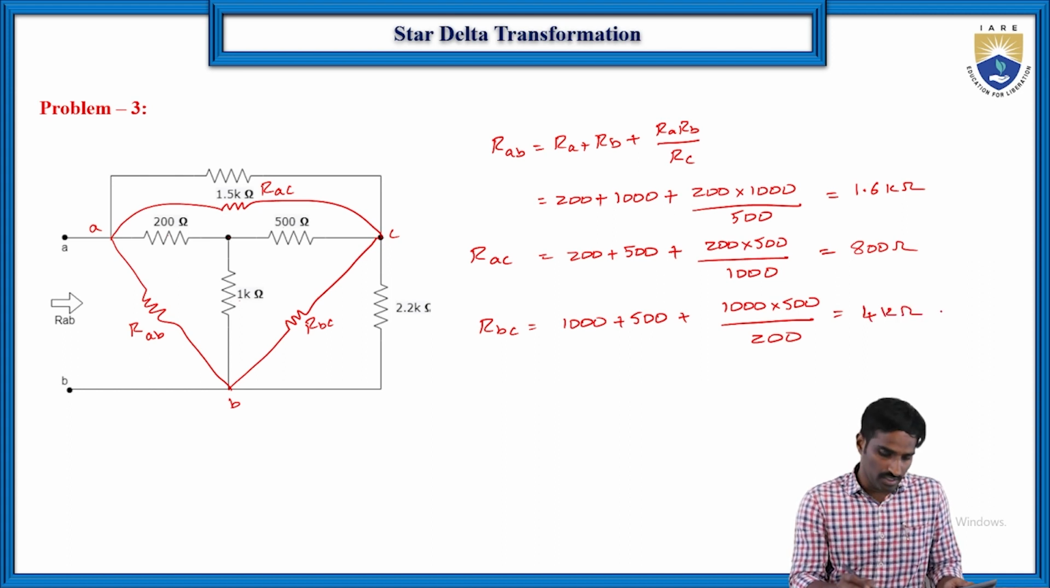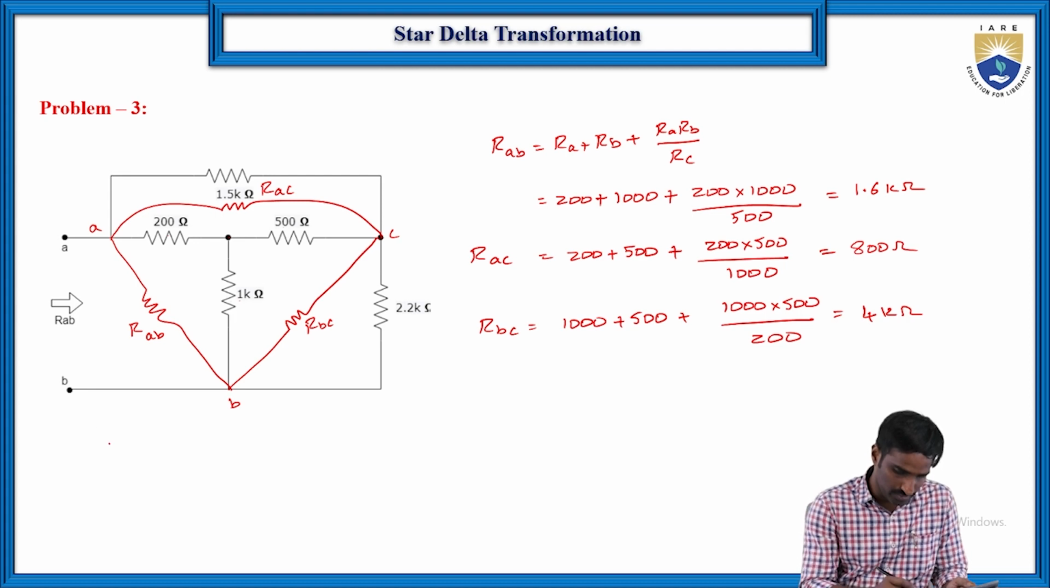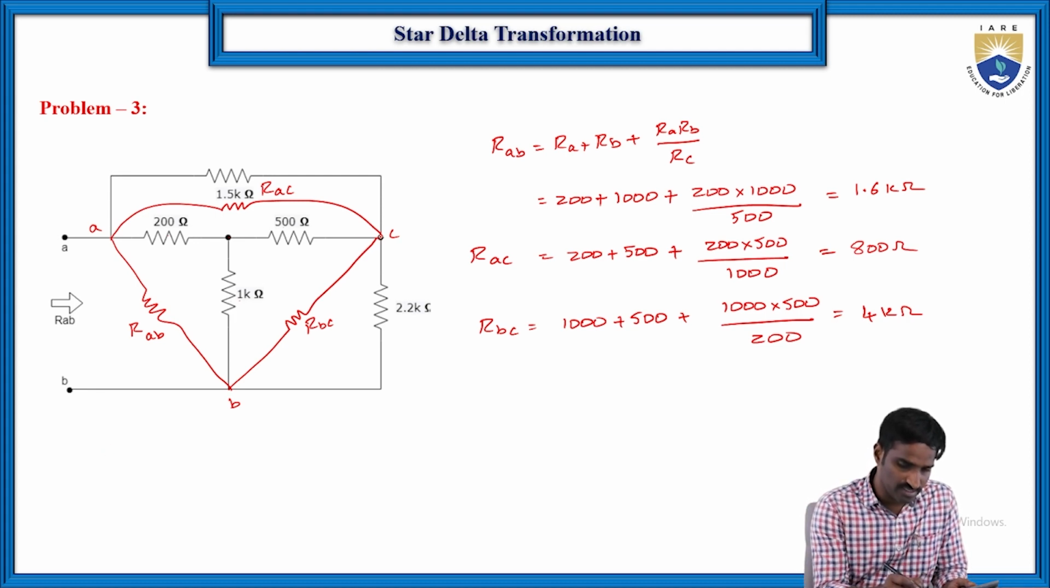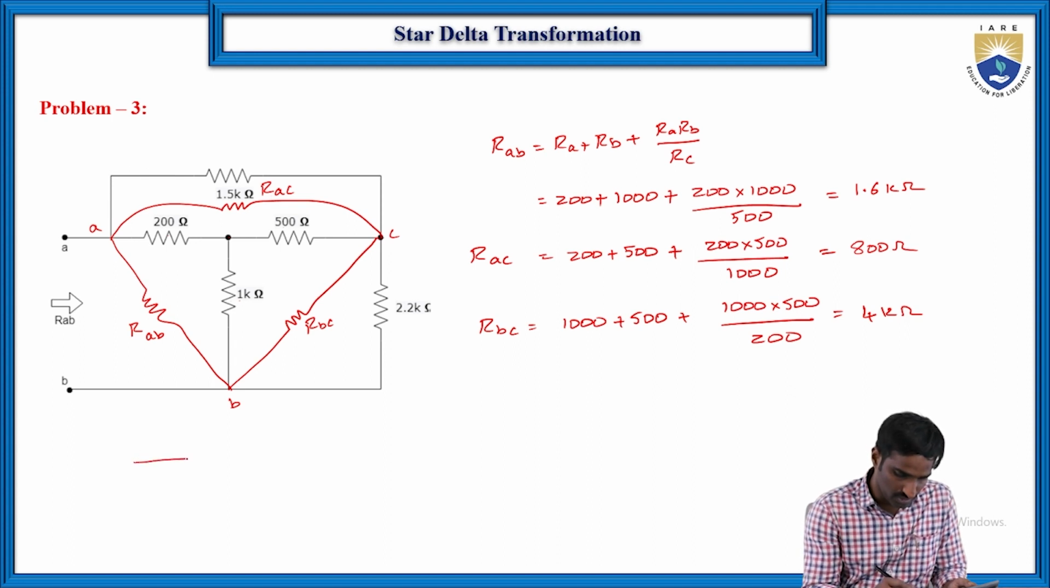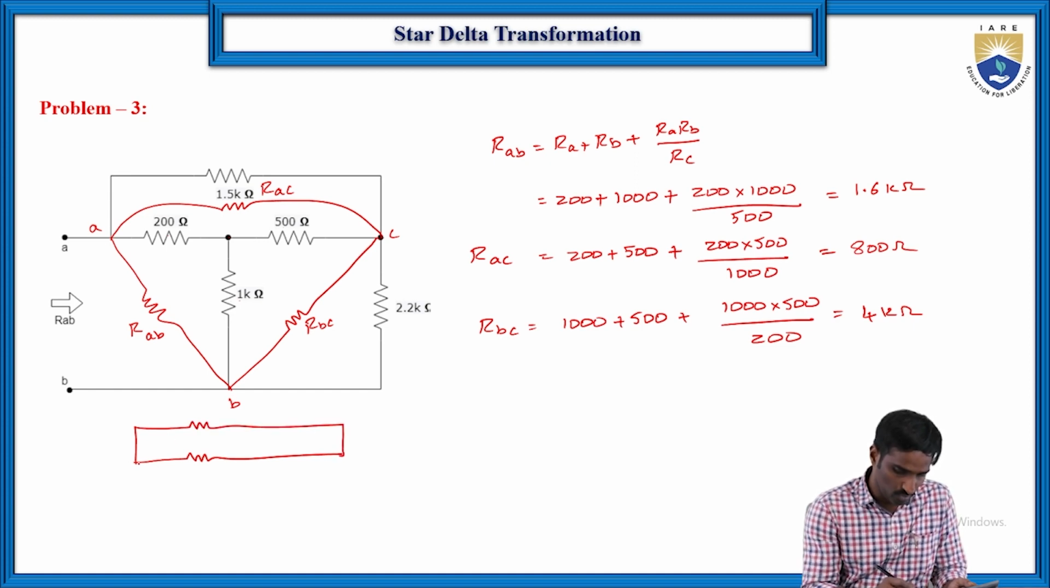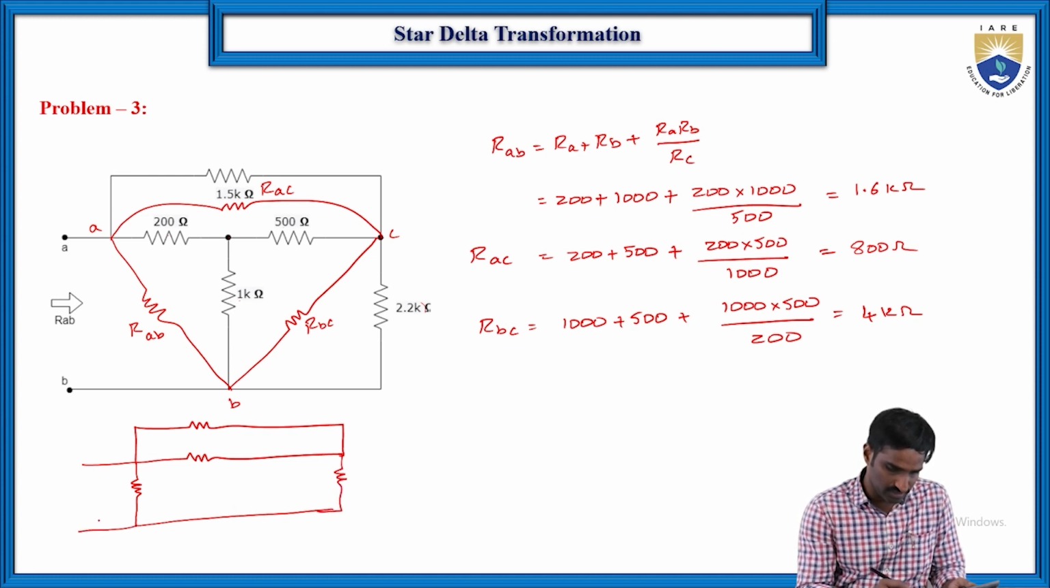Now this network is reduced, because between A and C there are two resistors, 1.5K and RAC, right? And between A and B again one more resistor, and between C and B there is this resistor and one more resistor. Okay, so like this.